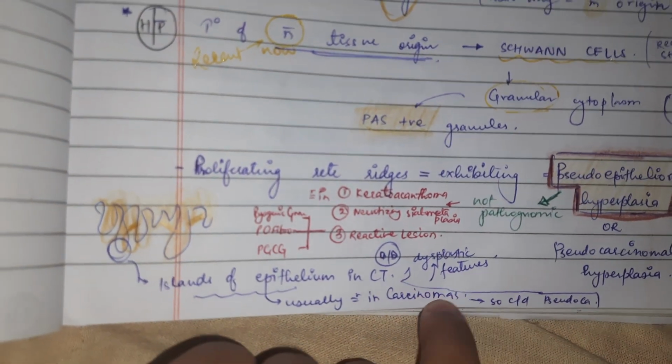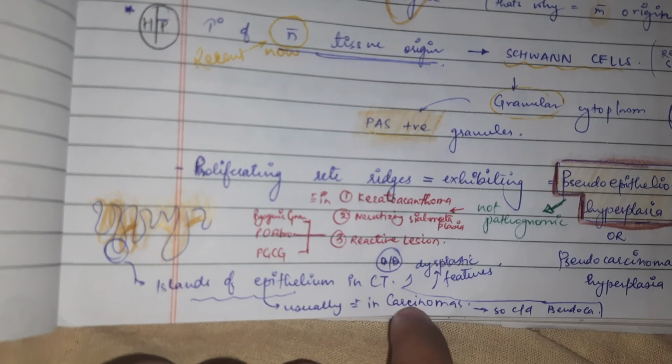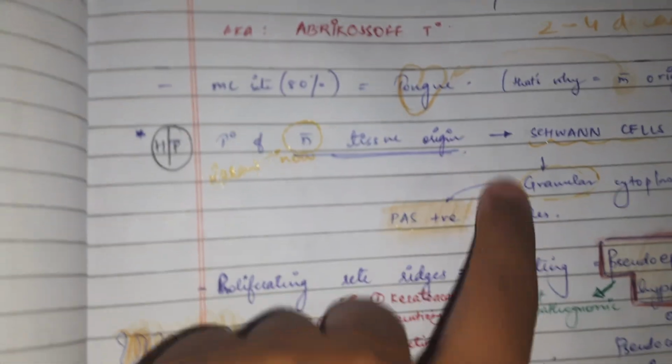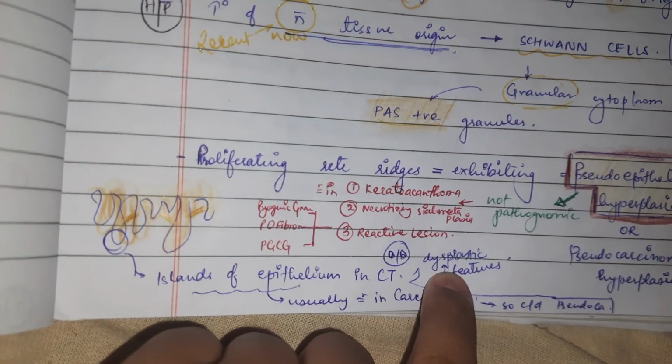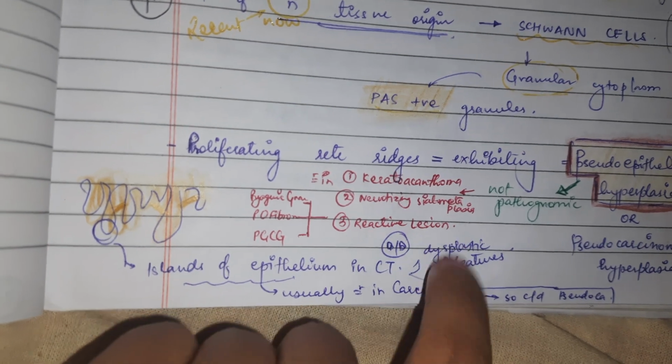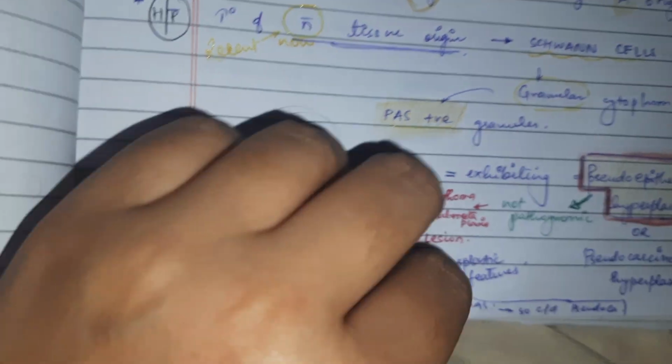Differential diagnosis: if we have to differentiate between carcinoma and myoblastoma, we can see dysplastic features in carcinoma and not in myoblastoma or granular cell tumor.